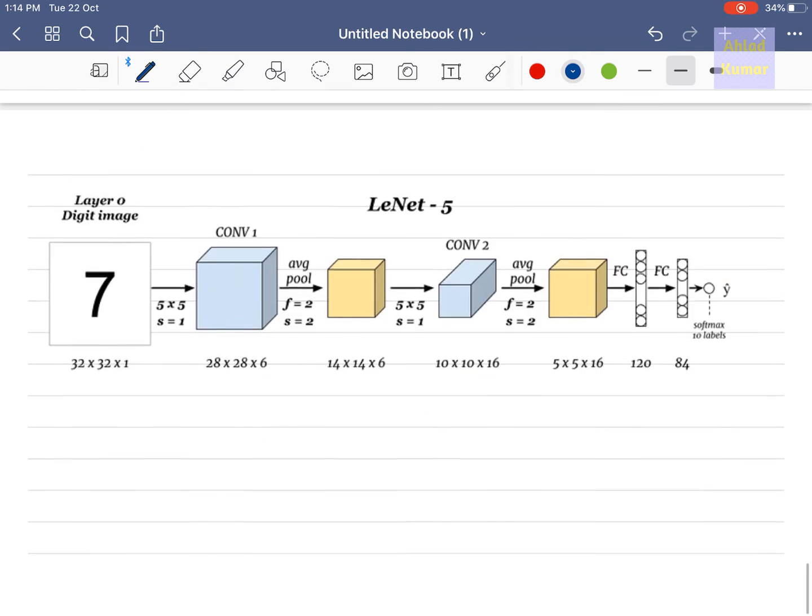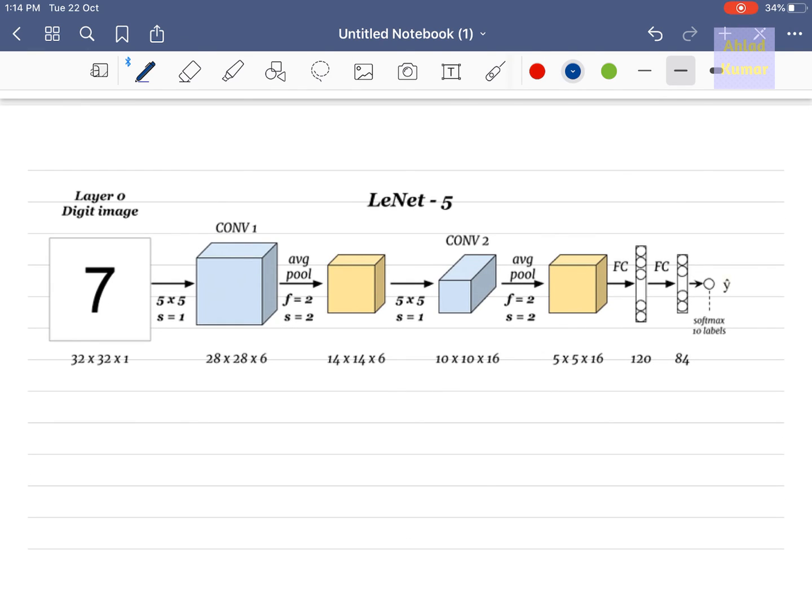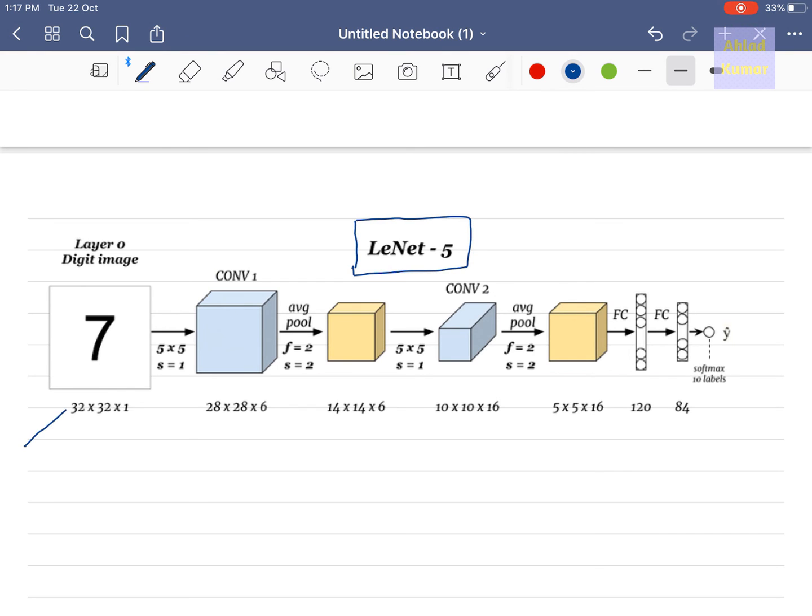So let's discuss a practical implementation of all the concepts that we have learned in this particular architecture, which is the LeNet-5 architecture. In this LeNet-5, we have an image of dimension 32 cross 32 cross 1. Please note, this 1 corresponds to a single plane, and it's a black and white image. Now we are applying a convolution operation where the filter size is 5 cross 5 and the stride is 1. Please note, here we are using valid convolution, which means there is no padding.